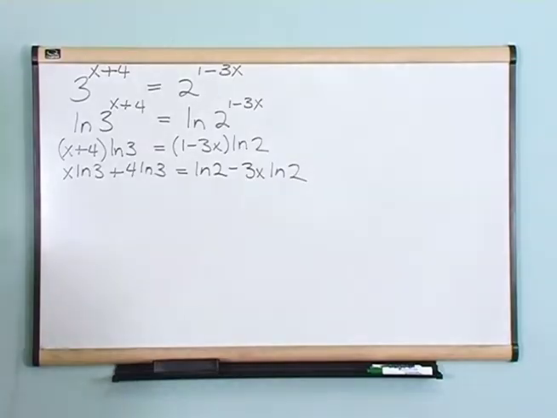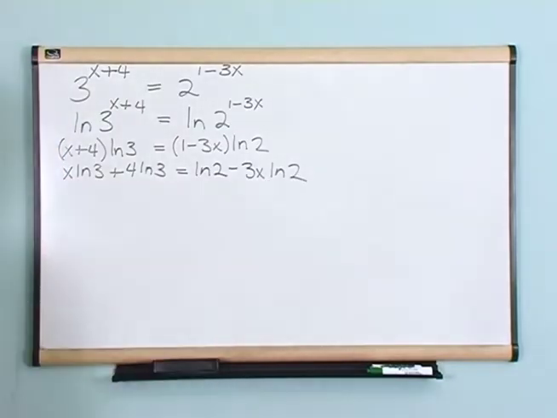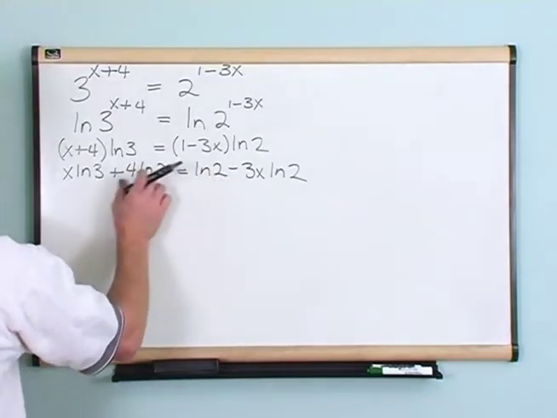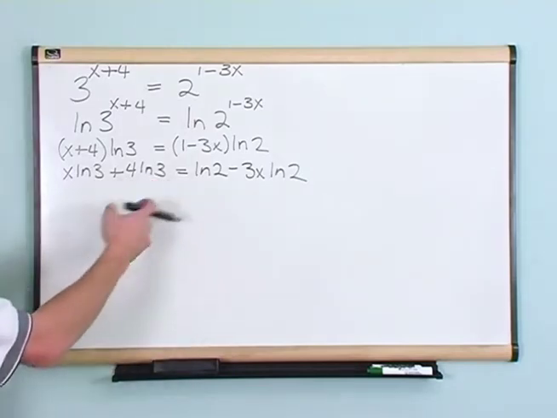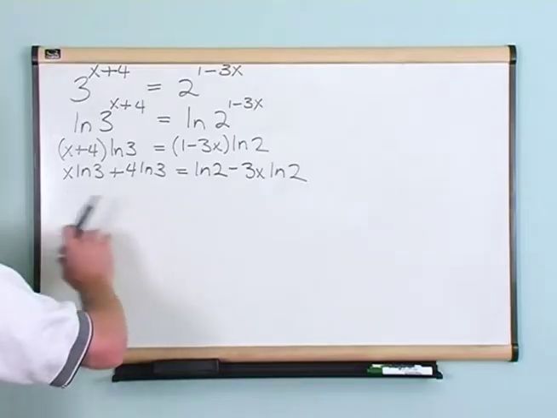This gives me the same old thing here. Notice I've got a term with x in it here and a term with an exponent here. I've got basically a constant term here and a constant term here. I've got these natural logs in there, but don't forget this is just a number. If you take natural log of 3 and put it in your calculator, you'll just get a number. So let's get terms on the same side of the equation.